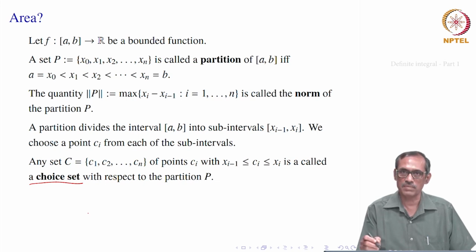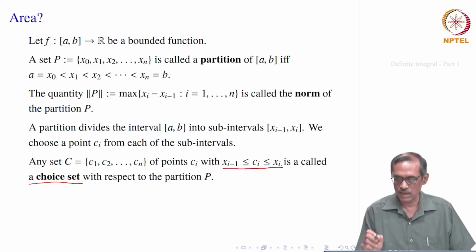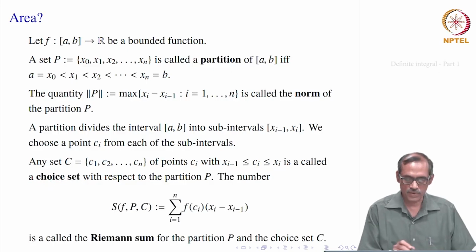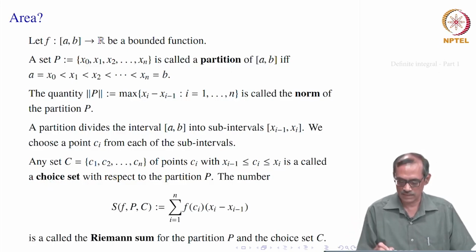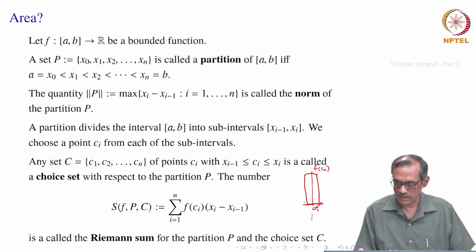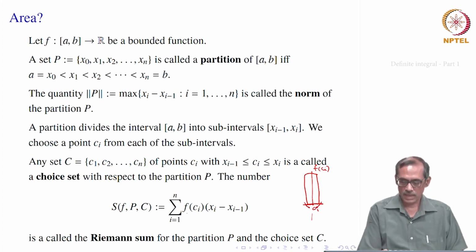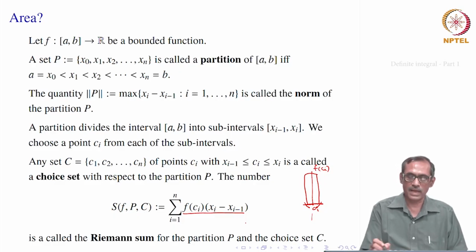So, the choice set consists of points from each of the intervals, that is, Ci should be between x(i-1) and xi. Then we form the sum of all those rectangles. The rectangle in the interval x(i-1) to xi has height f of Ci, and the width is the length of x(i-1) to xi. That is the area of the rectangle. Then you take the sum of all these, which we may think of as an approximation to the area under the curve.